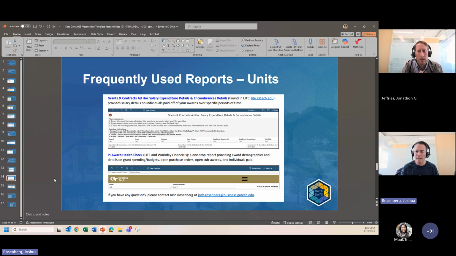One of the things we're about to put in production, if it hasn't been already, is a summary table at the top. For a PI who may have 5, 7, 9 different awards, it's good to have one place to look to see what is my budget, what's my spending, what's my available balance. That's something added to the PI Award Health Check that I think will be tremendously beneficial.